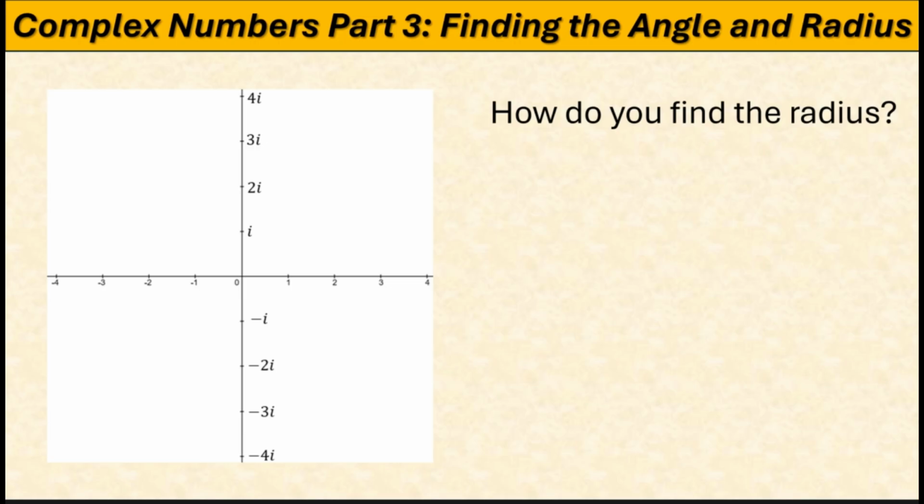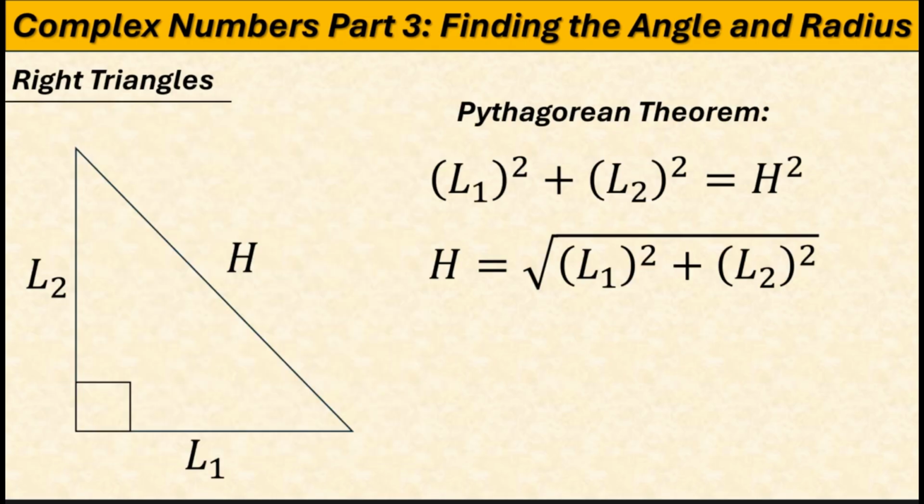First, I'll go over how to find the radius. Here we have the complex number plane, which recall from part 1 is where all complex numbers are found. The point 0 can be called the origin, and this will be our starting point for finding the radius. Let's say the complex number we're trying to find the radius for is 1 plus 2i. The radius is going to be the distance from the origin to the point 1 plus 2i. Since we are measuring distance, the radius will always be a positive number.